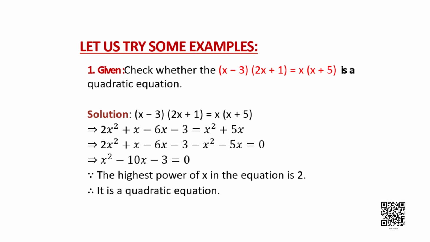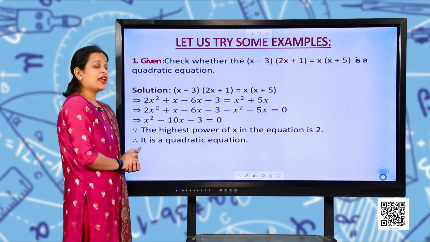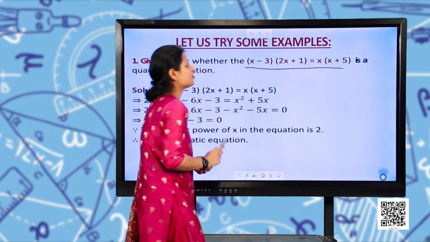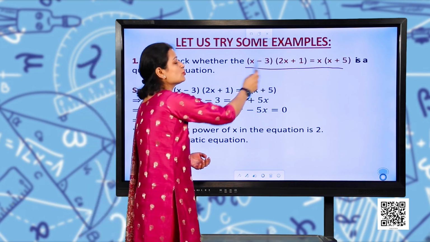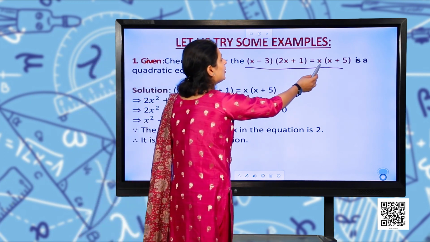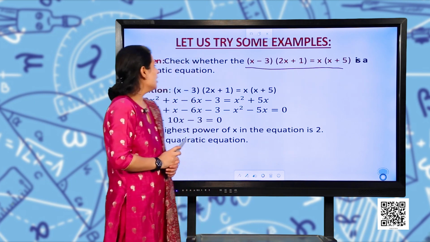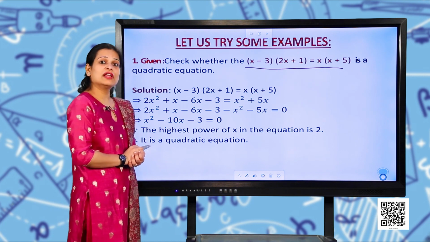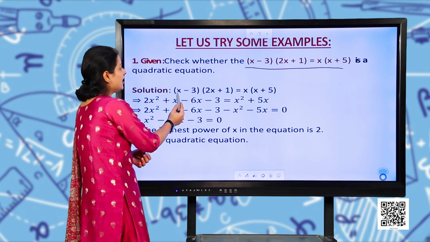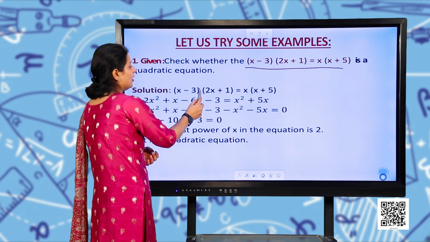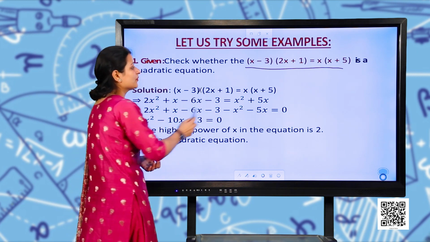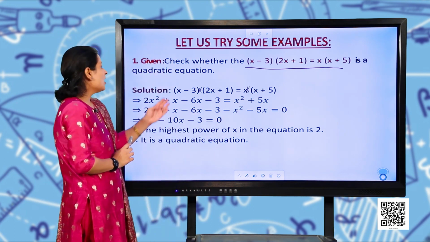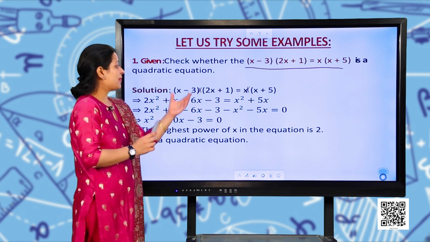Now, let us try some examples. Check whether this equation (x minus 3) into (2x plus 1) is equal to x into (x plus 5) is a quadratic equation. First of all, we will consider the given equation as (x minus 3) into (2x plus 1) is equal to x into (x plus 5). Now, we will solve the brackets first.